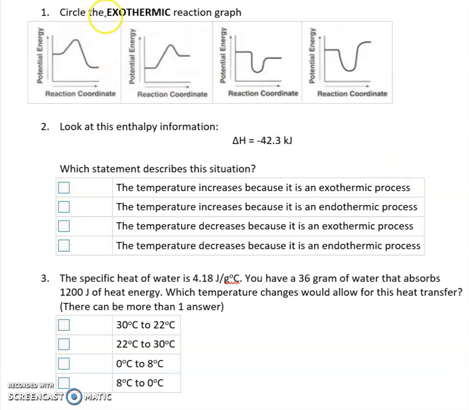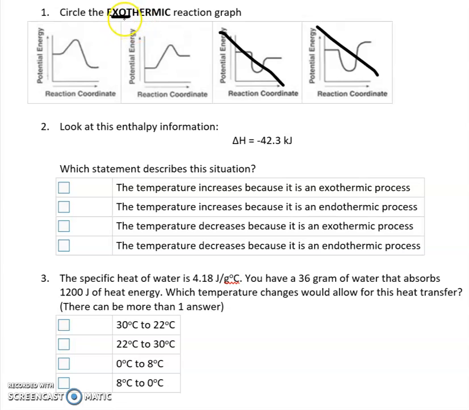Alright, so number one, they're asking me about an exothermic reaction graph. I know that my reaction graphs for endo and exothermic are always going to have two flat lines and a little mountain, so like these first two. Because of that, I can immediately cross out these last two because these have a dip in them, and I will never ever see an exothermic or endothermic reaction like that. So my answer is between these two.